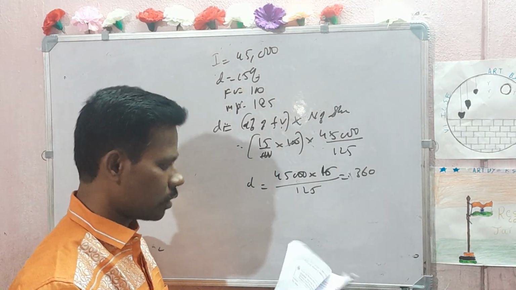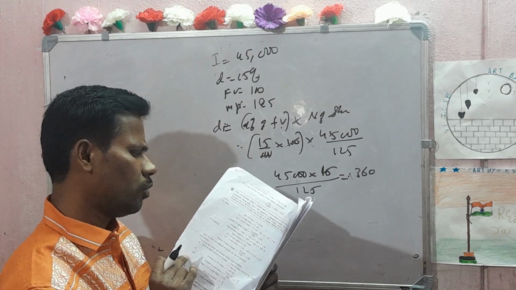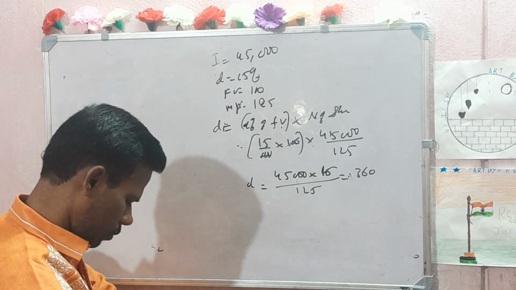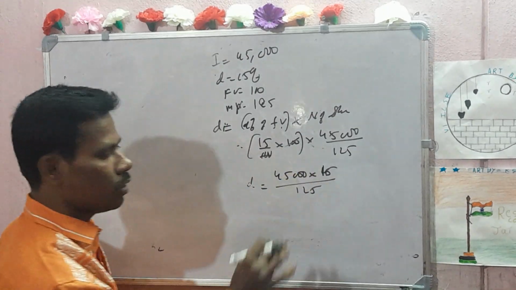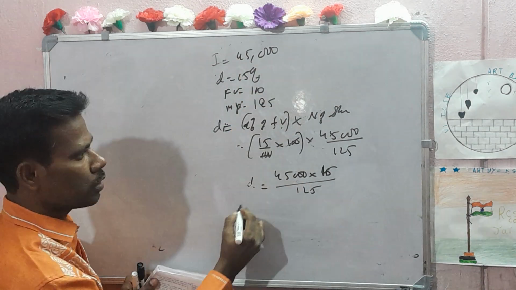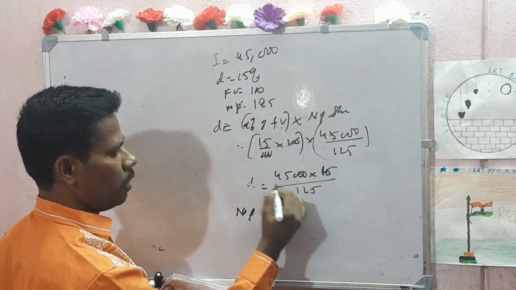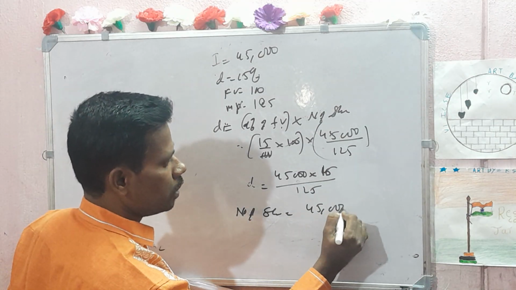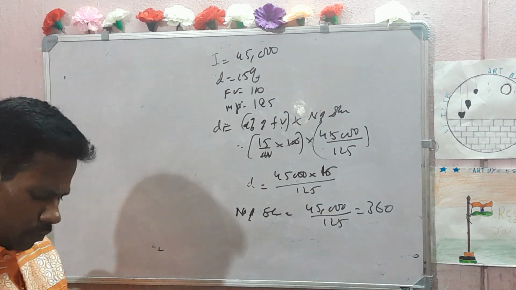I think they are not asking for the dividend here. They are asking for the number of shares and the dividend due to him on the remaining shares, so this dividend is not required. If they ask for it, you do it; otherwise, it is not required. So first calculate the number of shares. Number of shares is equal to 45,000 divided by 125. That is nothing but 360. Number of shares is 360.